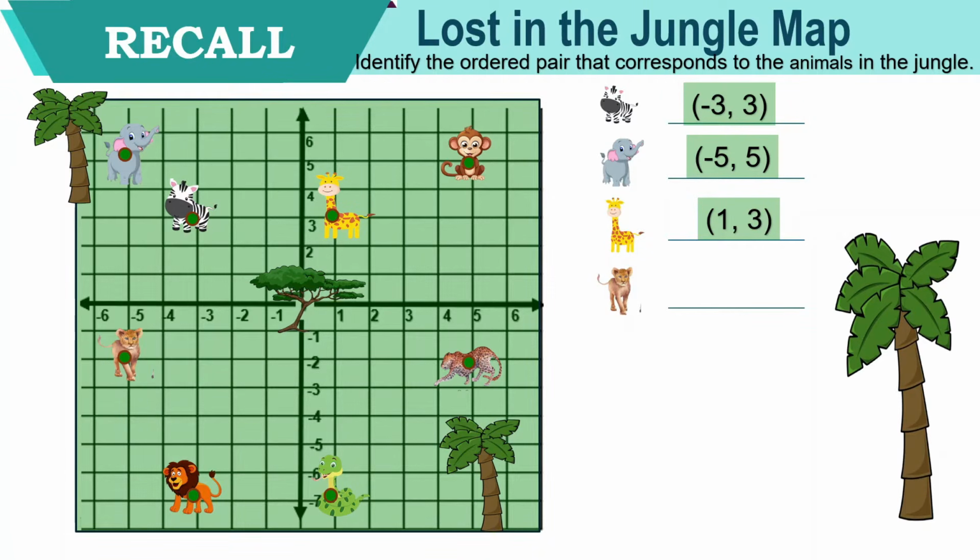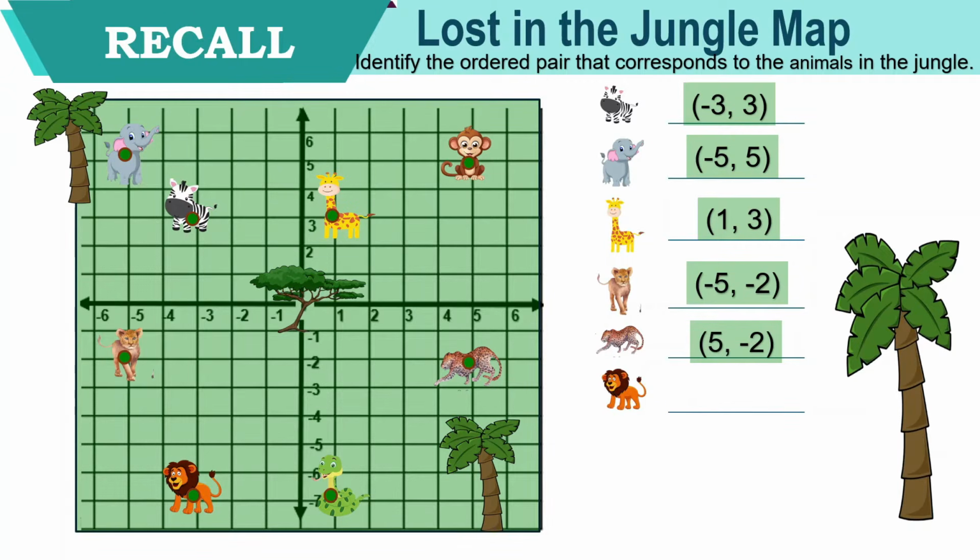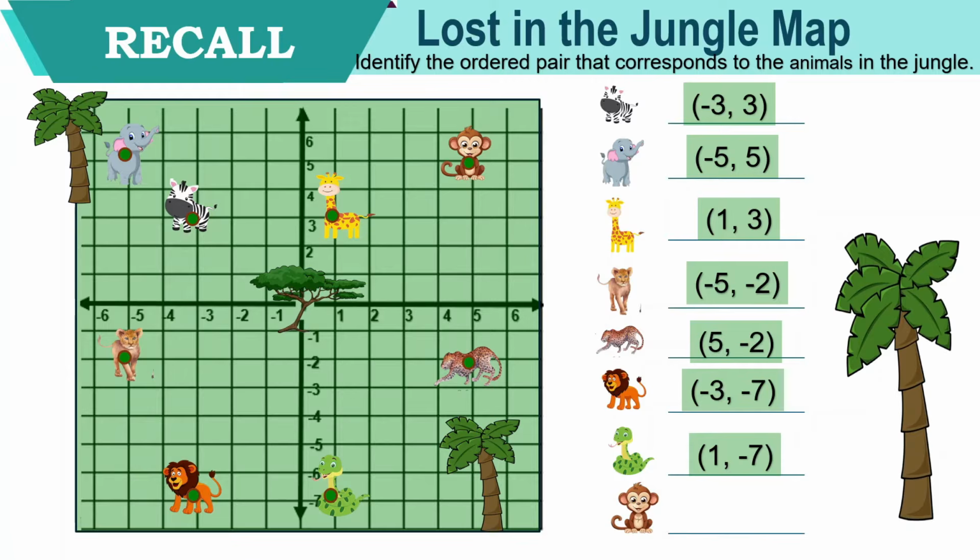How about the lion? The female lion is at negative 5, negative 2. How about the cheetah? The cheetah is at 5, negative 2. How about the male lion? The male lion is at negative 3, negative 7. How about the snake? The snake is at 1, negative 7. Lastly, the monkey. The monkey is at 5, 5.